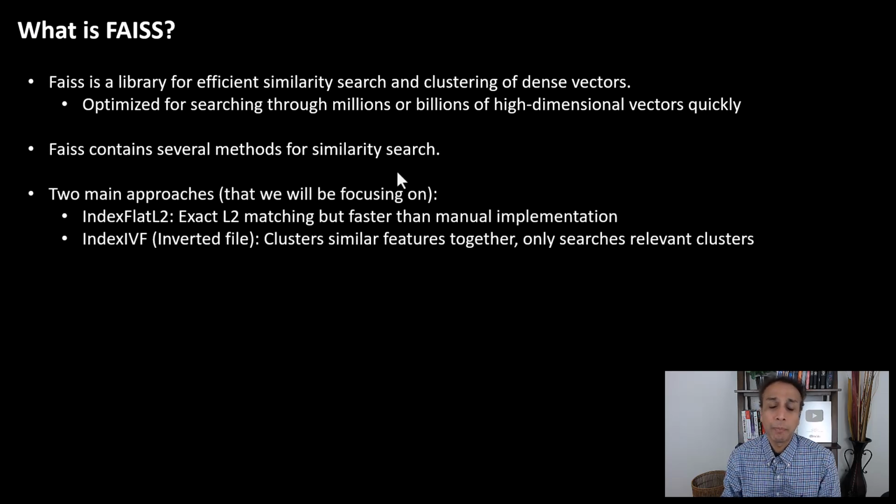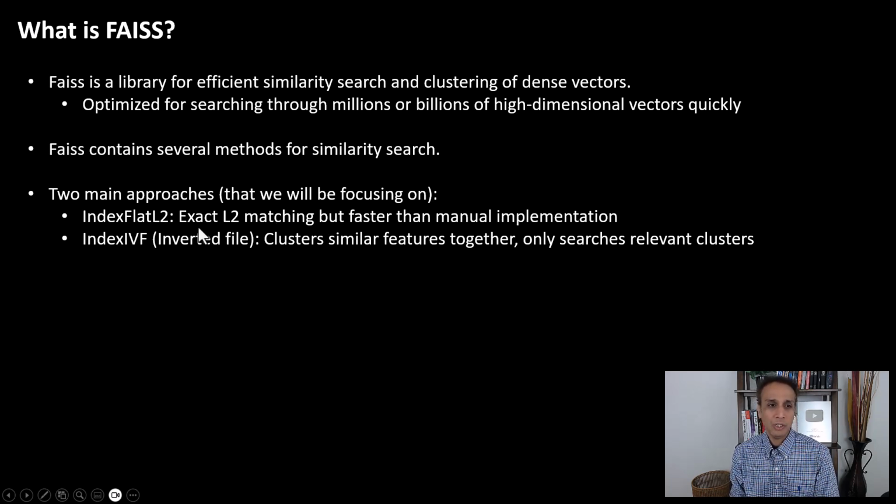So there are two main approaches that I'm going to talk about. They have multiple approaches defined as part of Faiss, but primarily two main approaches because these two are different, right? So one is IndexFlatL2. L2 is the same L2 as you find in L2 regularization, for example. You may be exposed to that term before. But basically what it's doing is an exact L2 matching, but faster than manual implementation.